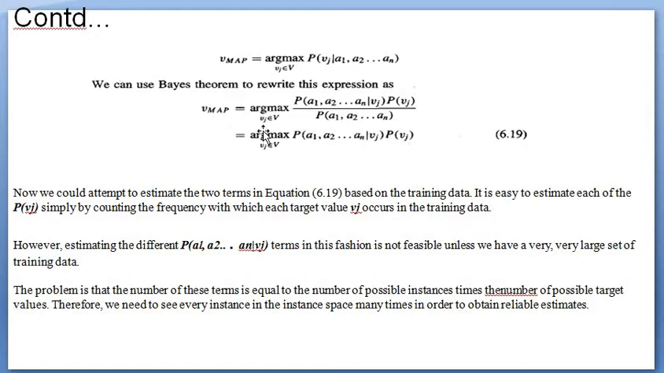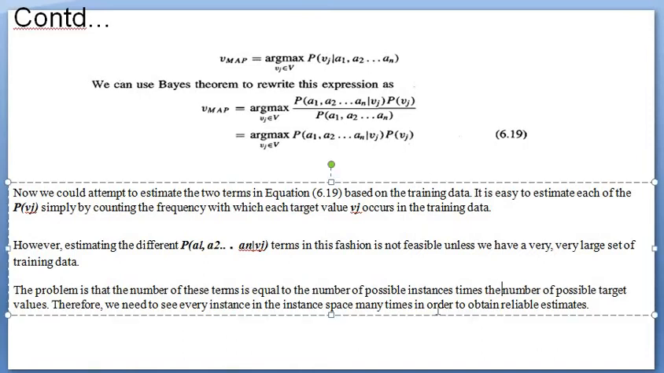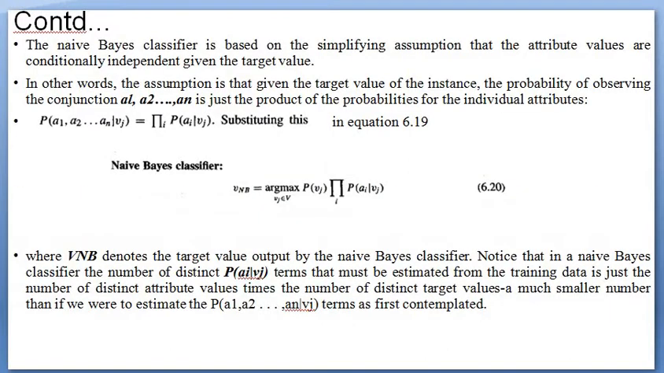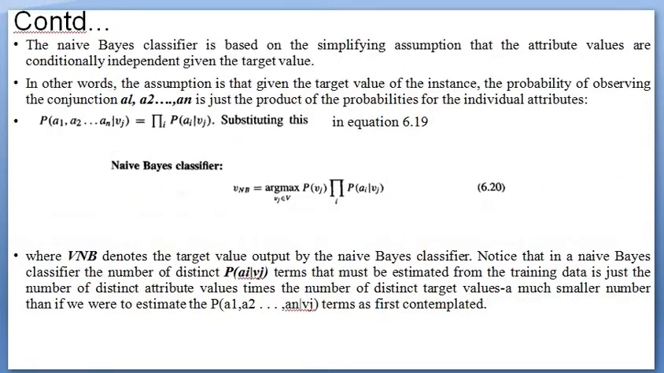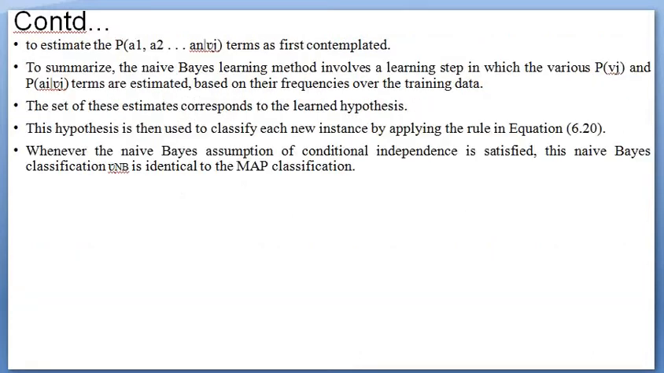It is nothing but argmax over Vj belongs to V of P of A1, A2, and so on up to An given Vj, times P of Vj. This is simply our maximum of posterior hypothesis that we have studied in Bayesian learning. This is the formula for the Naive Bayes classifier. Please go through this formula and the theory, because I have already discussed the theory in the previous videos: Bayes classifiers and Bayesian learning. The same theories apply, so I'll directly jump into the problem.